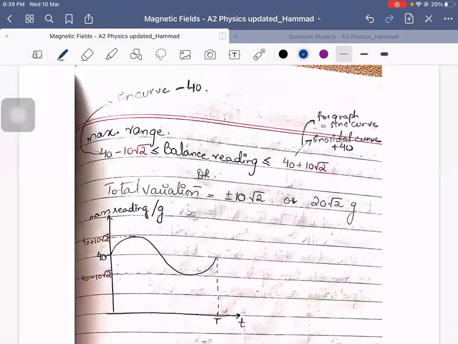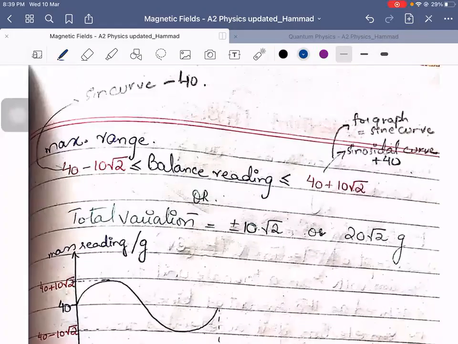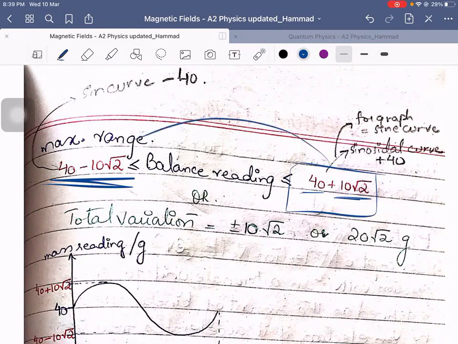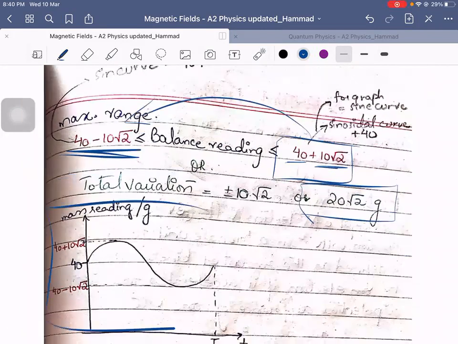Your maximum range would be 40 grams plus 10 under root 2, 40 grams minus 10 under root 2. And if you were asked about the variation, this value minus this value would simply give you 20 under root 2 as your variation. And if you were to plot a graph, it would come out to be somewhat like this.